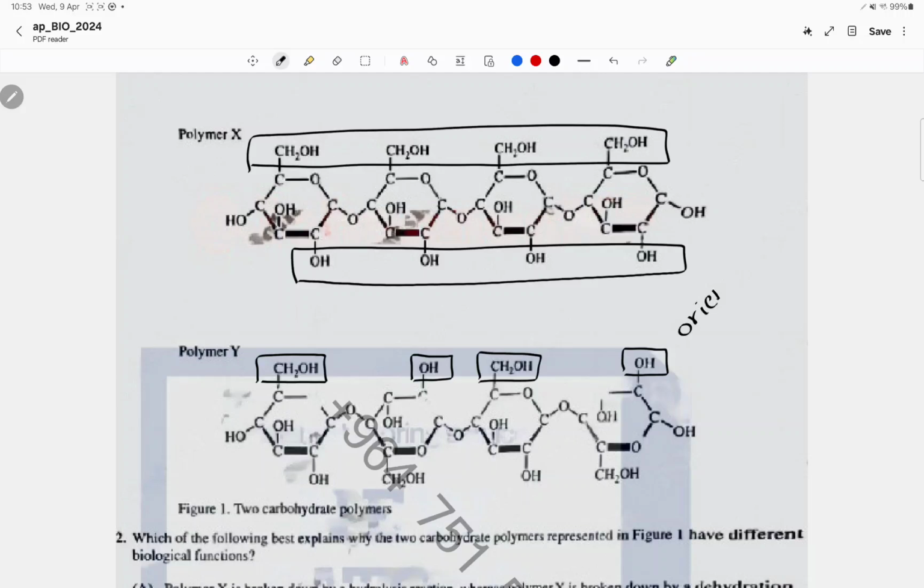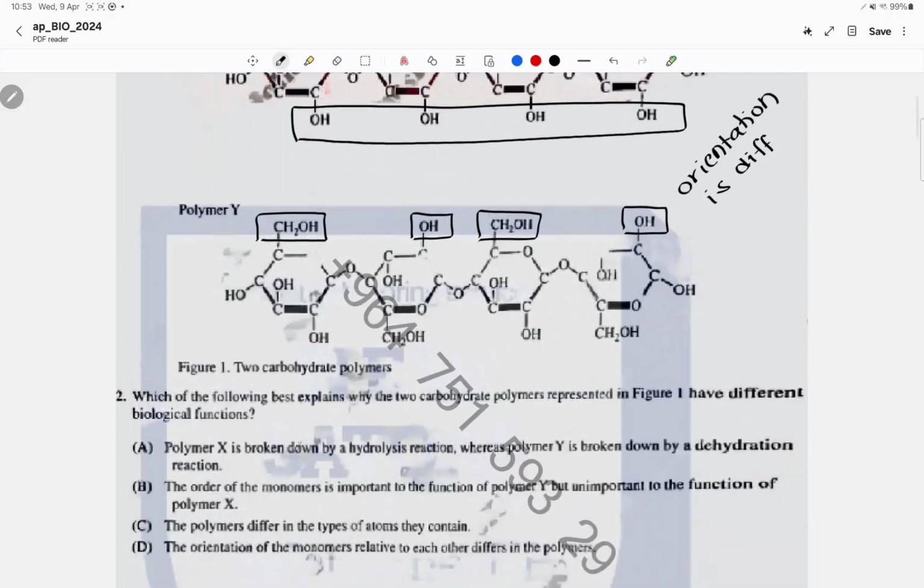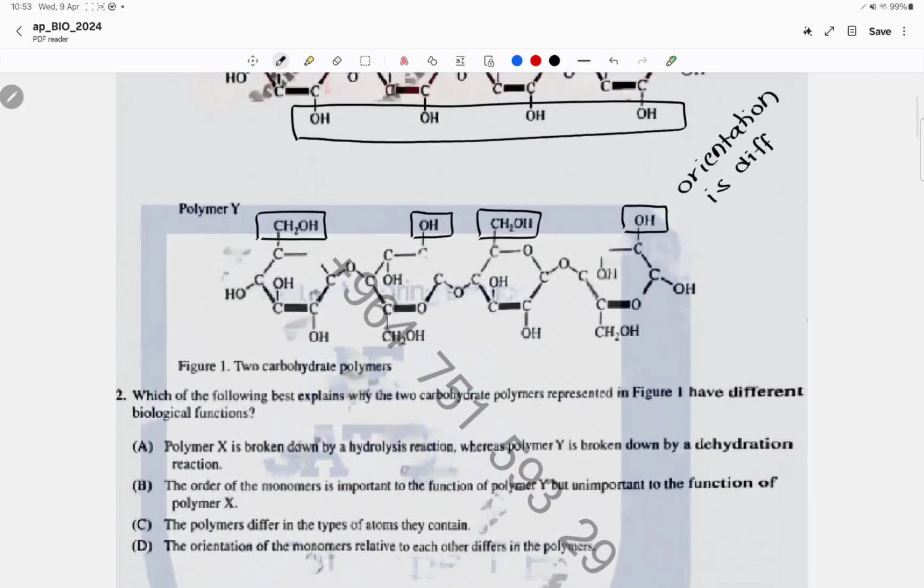So the polymers are made of the same thing, right? The same subunit, but the orientation is basically different. And of course, if you have different orientation, you have different structure. And if you have different structure, you end up with a different function. Okay. Now, both polymers get broken down by hydrolysis reaction, both of them, regardless of their orientation. So it's not going to be A.